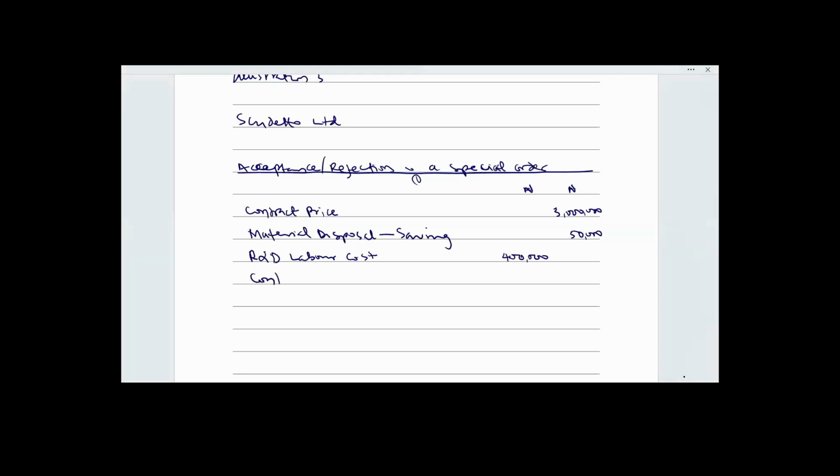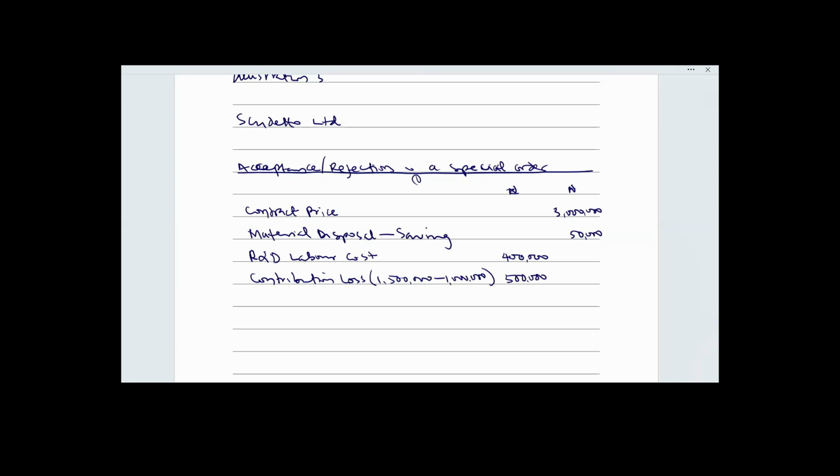Contribution loss of 1.5 million minus 1 million. That's 500,000 naira. Okay. Next item. Let me adjust this.